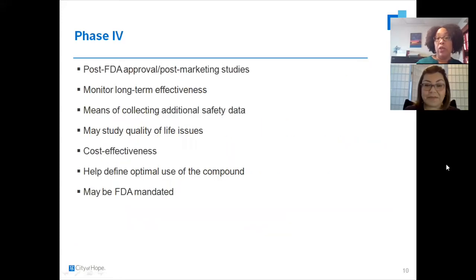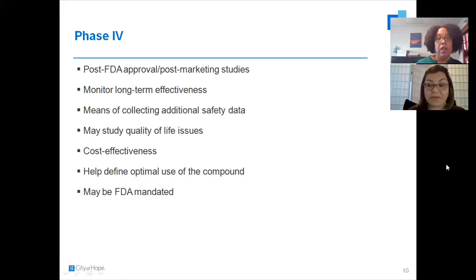So phase 4 trials, that means the study has been approved by the FDA. And so these are post-marketing studies. These studies are to monitor the long-term effectiveness of a drug. It's a means of collecting additional data. It studies the quality of life issues that may arise with these drugs, looks at cost effectiveness, helps define optimal use of the compound, and also may be mandated by the FDA if the sponsor has not decided to do it on its own.